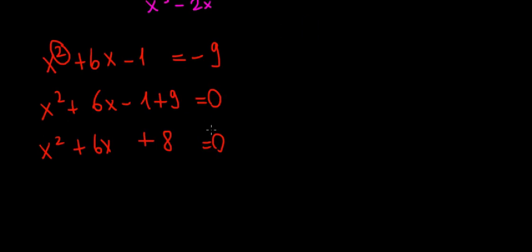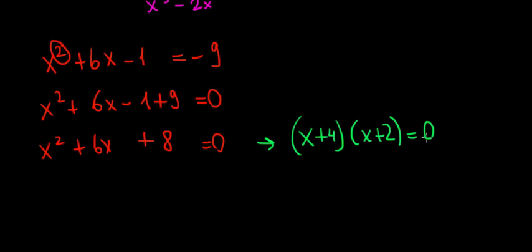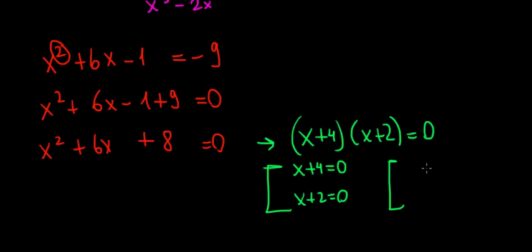x squared plus 6x minus 1 plus 9 equals 0, which means we have x squared plus 6x plus 8 equals 0. How can we write x squared plus 6x plus 8? Well, that's just x plus 4 multiplied with x plus 2 equals 0, which means that either x plus 4 is 0 or x plus 2 is 0, which means that either x is minus 4 or x is minus 2. And that's it. That's our two possible solutions. We are done.